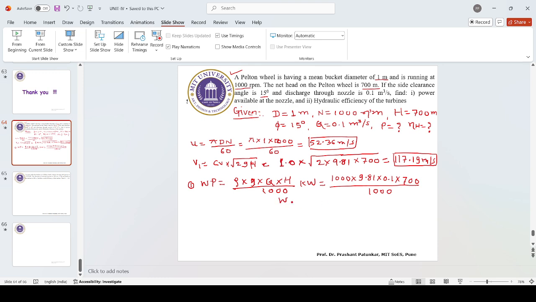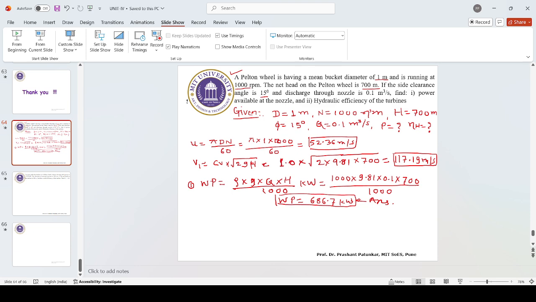After plugging in these numbers and making all the calculations, I get the water power, that is the power available at the nozzle, very close to 686.7 kilowatt. So this is my first answer, the power available at the nozzle.